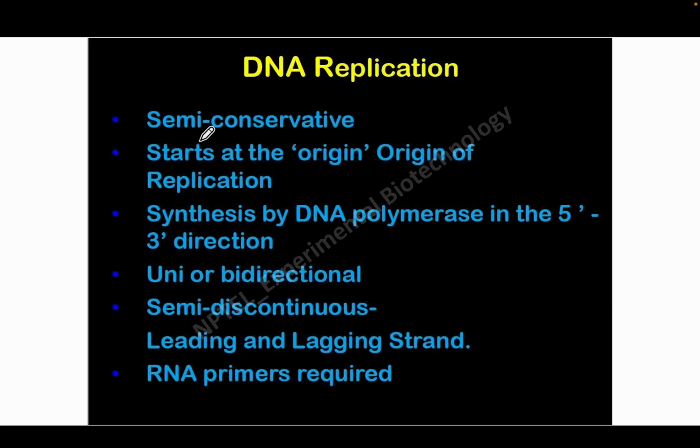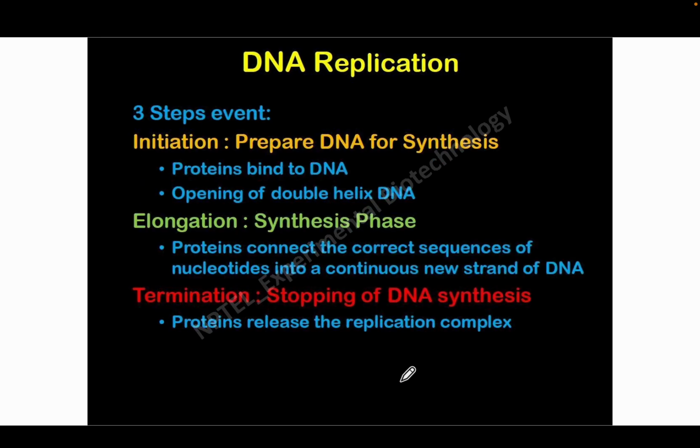DNA replication is semi-conservative and starts at the origin of replication. Synthesis is by DNA polymerase. DNA polymerase is the enzyme which helps in DNA replication, and synthesis happens in the 5' to 3' direction. It can be unidirectional or bidirectional, and semi-discontinuous because of production of lagging and leading strands, and RNA primers are required. RNA primers means single stranded primers are required.